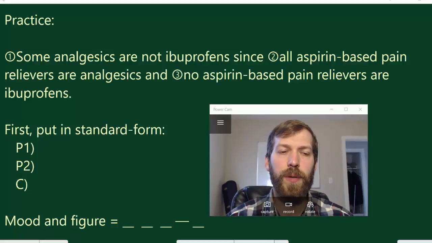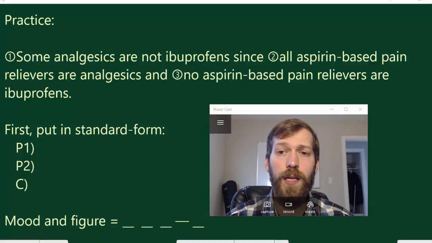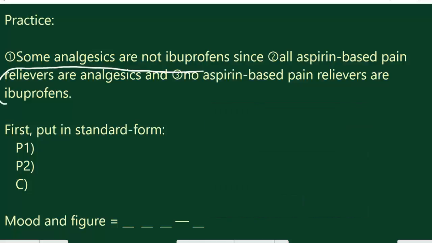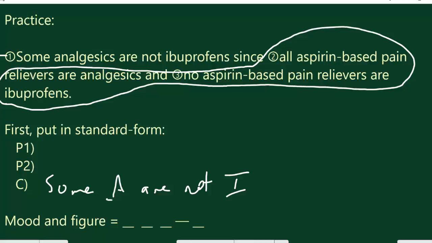All right, the first thing we want to do in this argument is figure out what our conclusion is. So it says some analgesics are not ibuprofens. Why? Because all aspirin-based pain relievers are analgesics and no aspirin-based pain relievers are ibuprofens. So the way that this is structured, our last two clauses are being offered in support of our first clause. So one is going to be our conclusion: some analgesics are not ibuprofens. So that tells us that analgesics is our minor term, and our major term is ibuprofens.